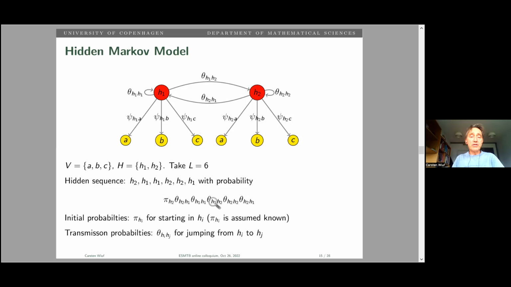So here I have just written down the probability of this hidden state sequence of length 6 I created, where pi here is the probability that you start out in H2, and then the theta probabilities are the probability of jumping or staying in a given state. So throughout the talk, I will assume that the pi's are known. This is just a little technicality. And the theta, as we call the transition probabilities.